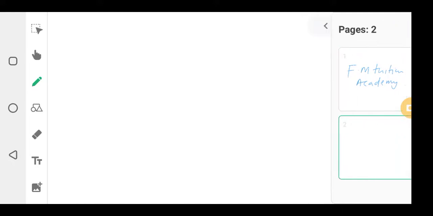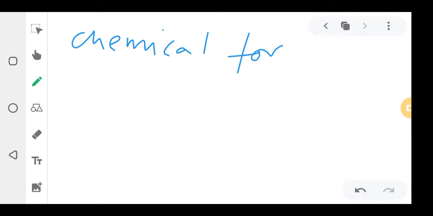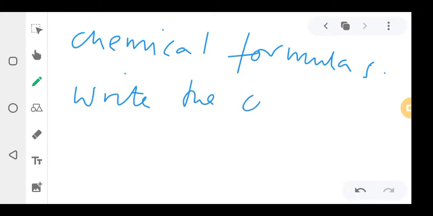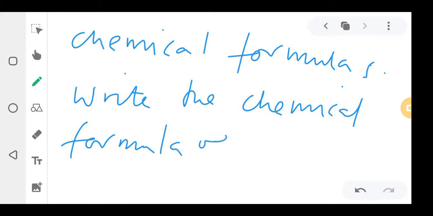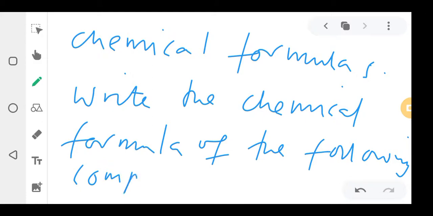Okay, so today we'll be looking at how to write chemical formulas. We can say: write the chemical formula of the following compounds.